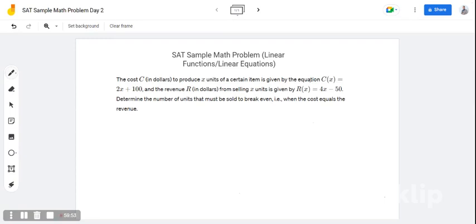Today, we're looking at an SAT sample math problem that deals with linear functions and linear equations. So, let's take a look at today's problem.